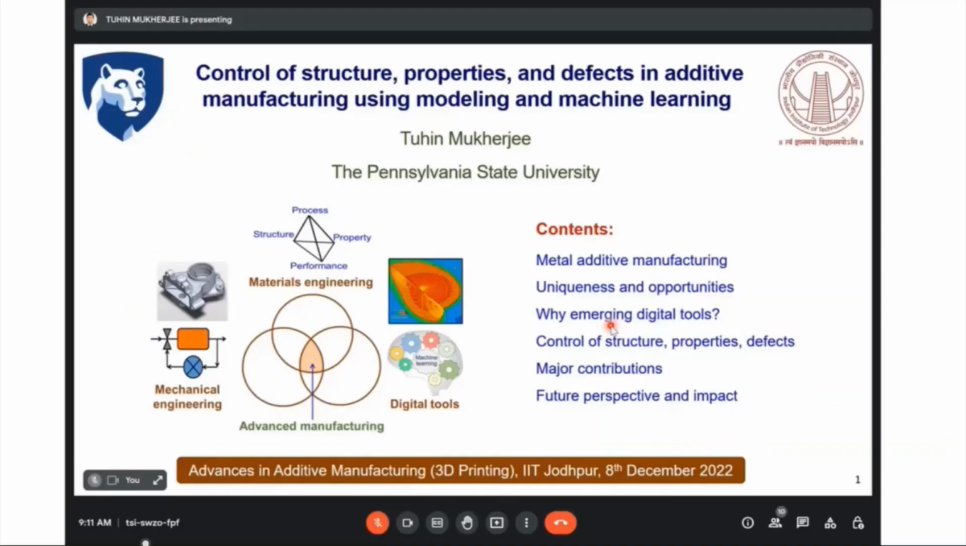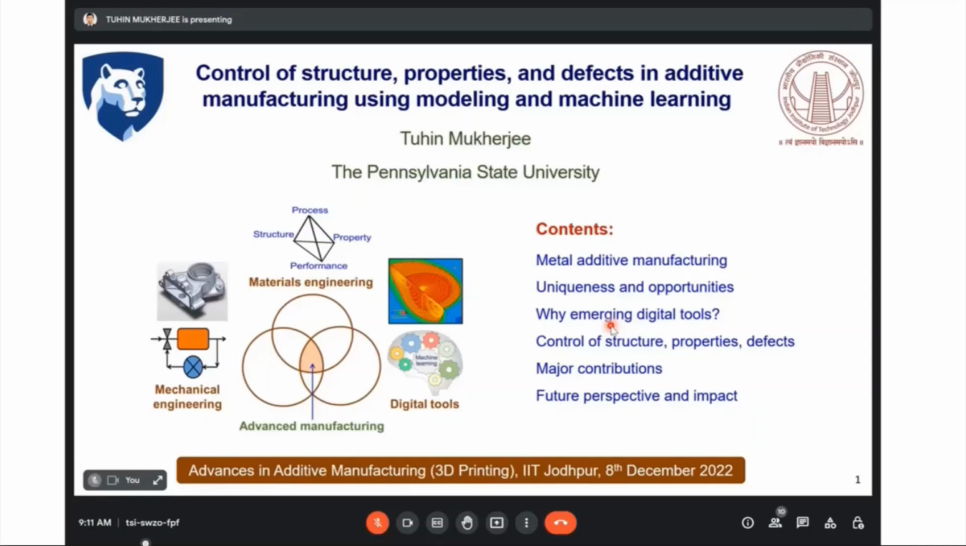I am very excited to be here online from the University Park campus of the Pennsylvania State University. As you know, traditional manufacturing processes evolved at the crossroad of mechanical engineering and materials engineering. But advanced manufacturing processes also need help from the emerging digital tools such as machine learning and mechanistic modeling.